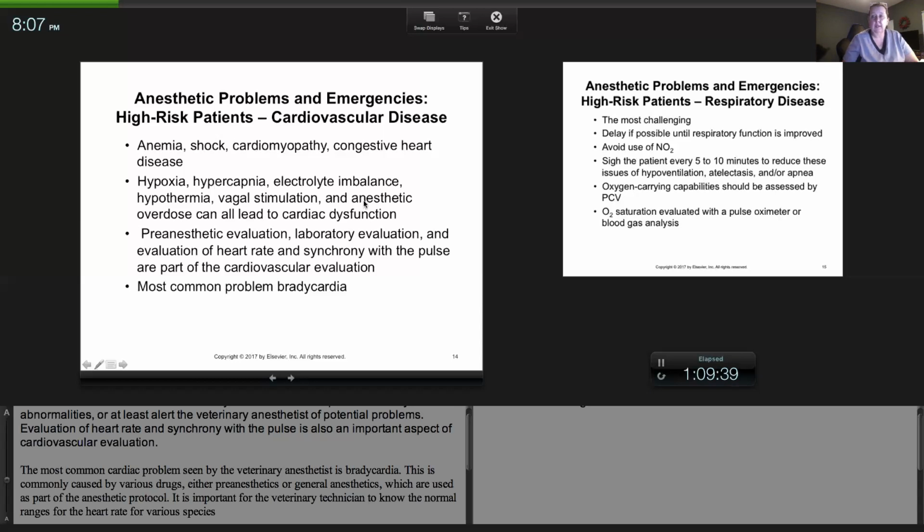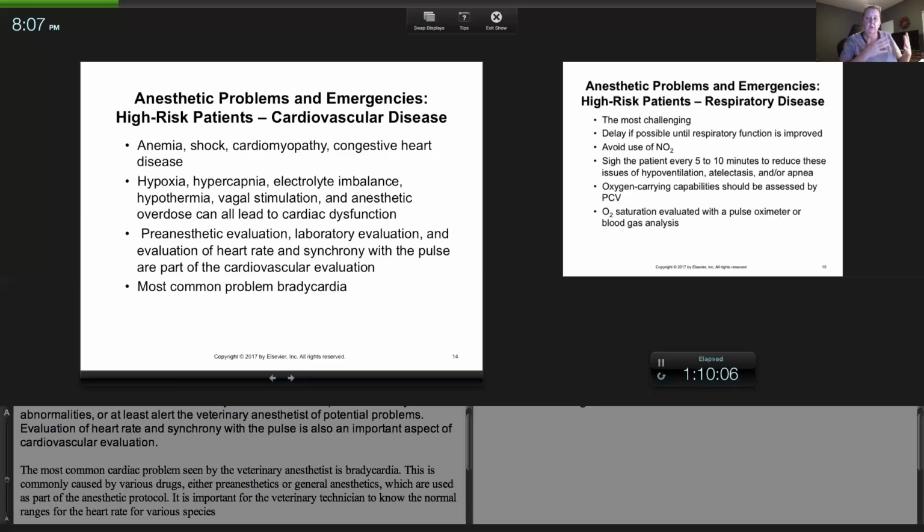And obviously, if you give them too much anesthetic and you drop their blood pressure too much, you can cause hypotension by giving propofol too fast, by giving too much propofol, by overdosing acepromazine. So some of these low blood pressure, poor perfusion comes from the drugs that are actually being used.